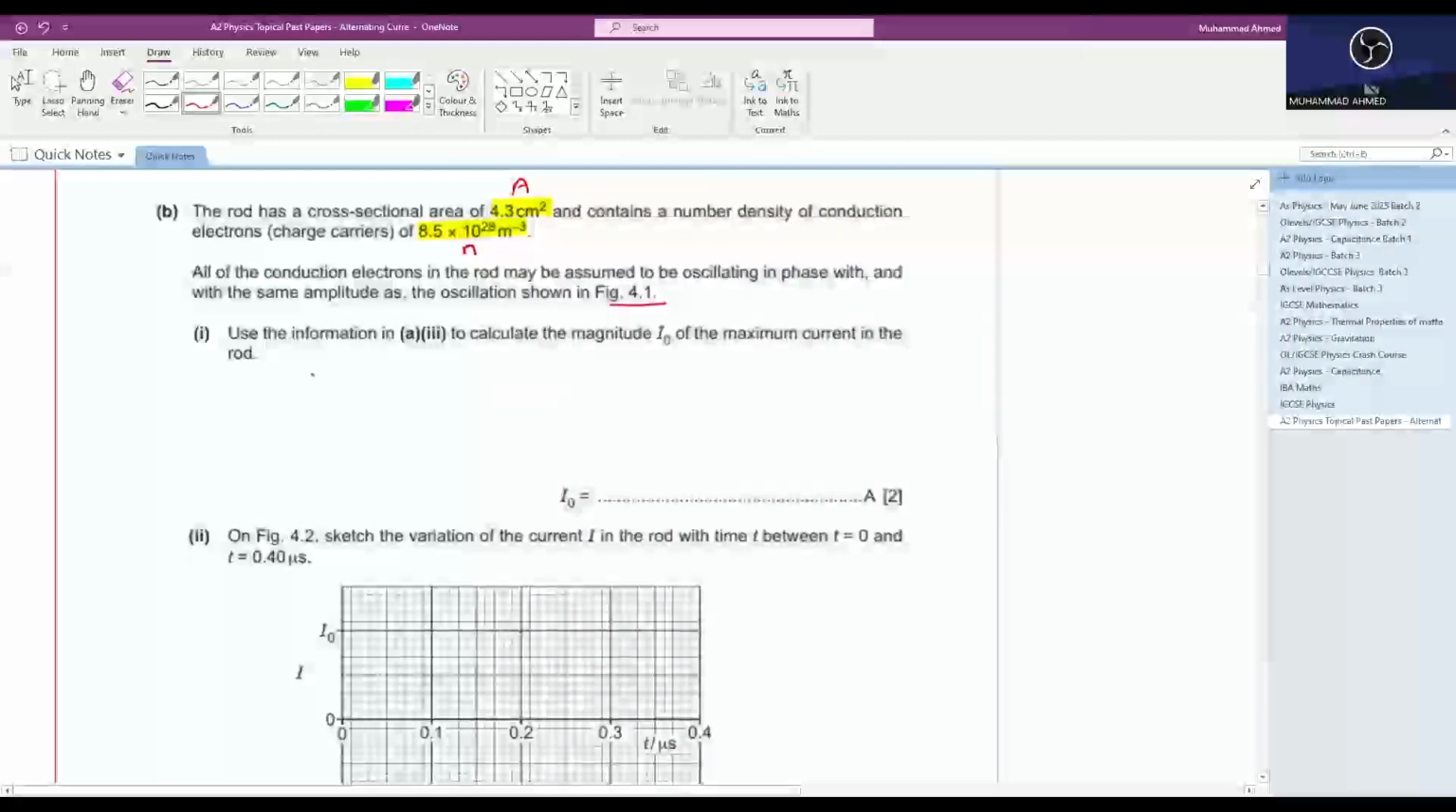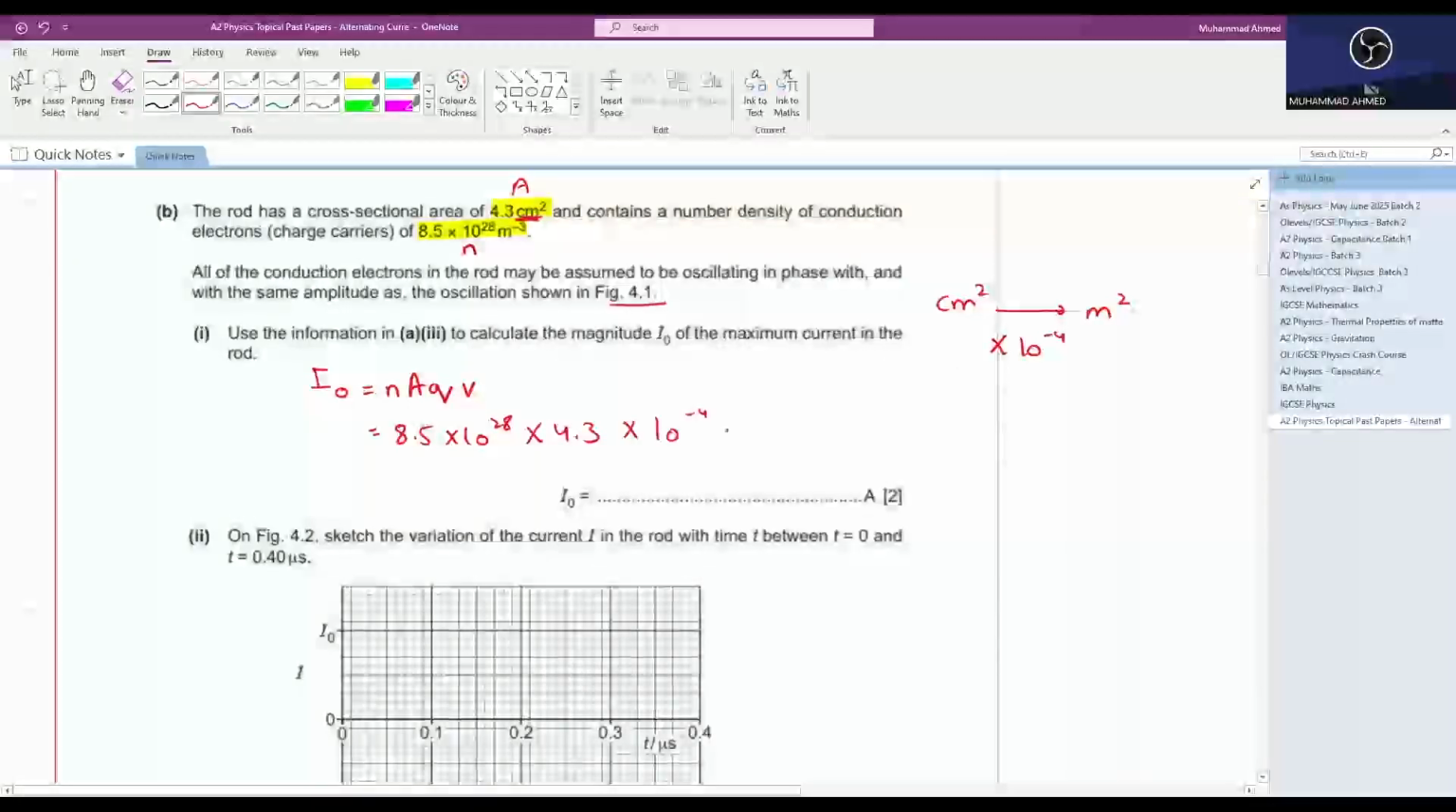So basically this is an AS level question. Current is equal to what? nAqv. What are your number of charges? 8.5 into 10 raised to the power of 28. What is your area? 4.3 centimeter square. This is a centimeter square. Whenever you want to go from centimeter square to meter square, what do you do? You multiply by 10 raised to the power of minus 4.